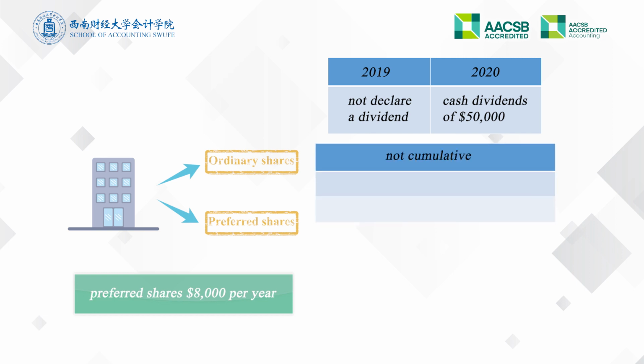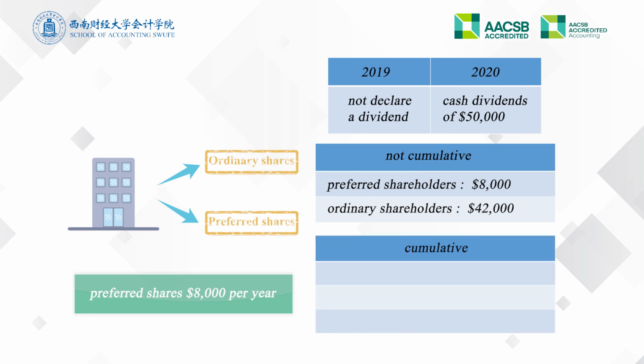If the preferred shares are not cumulative, then the preferred shareholders have no rights to the missed dividends in 2019. They would only receive $8,000 for 2020 dividend, and the remaining $42,000 would be divided evenly among the ordinary shareholders.